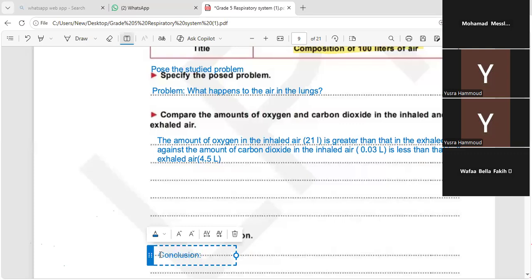What was our problem here? What happens to the air in the lungs? Yes, so we should answer this problem. What happens to the air in the lungs? The inhaled air enters the lungs. It gives what? Oxygen. And takes from it? Carbon dioxide. Yes. So what happens to the air in the lungs?